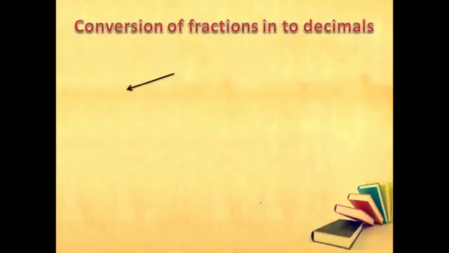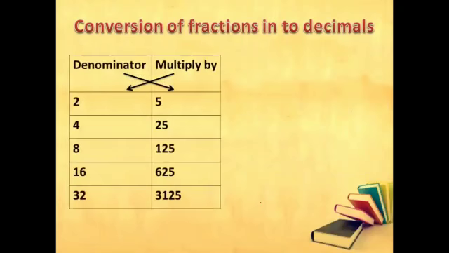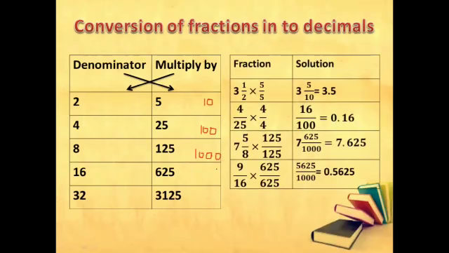Then how you can convert fractions into decimals. So observe this table. I kept a cross mark here. That means when the denominator is 2, you have to multiply by 5. When the denominator is 5, you multiply by 2 to get the decimal denominator as 10, 100, 1000. And if you observe, next one is 10,000, next one is 1 lakh, and so on. So once you get the denominator as 10, changing to decimal is very easy.